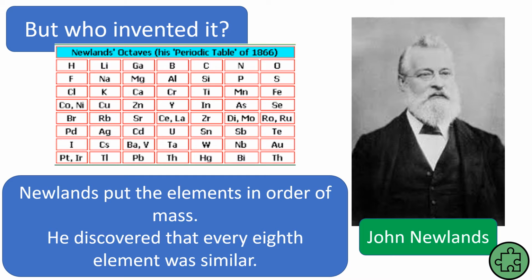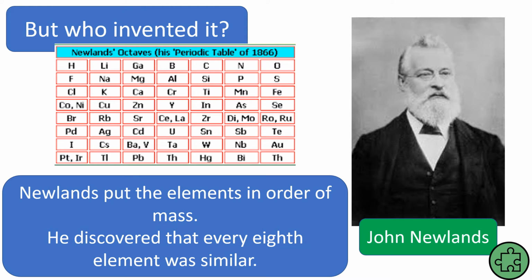So again, he put the elements in order of mass. Now, actually, you can see here he's got a few more now. We're at 1866, so we know a little bit more about the world around us. We've found some elements we didn't know existed, and so he's put them in again in order of mass, and now he's got a few more.